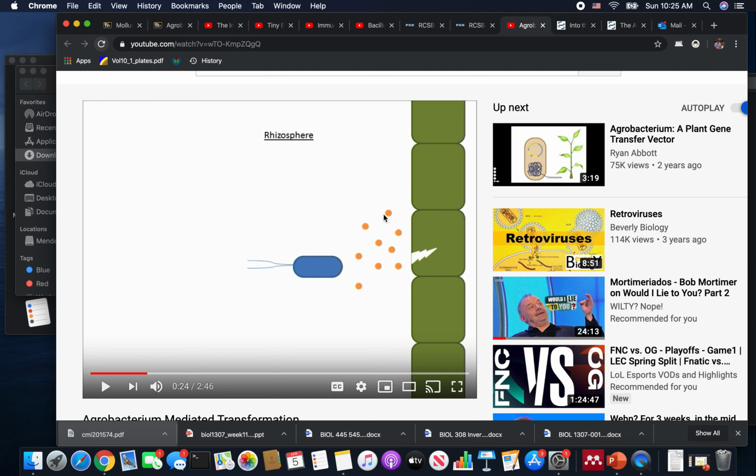One of those is going to be a molecule called acetosyringone. You're going to see that printed on the screen in just a minute, and you can pause the video and copy that down.